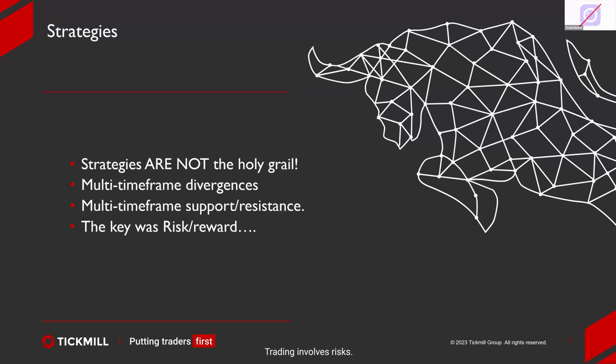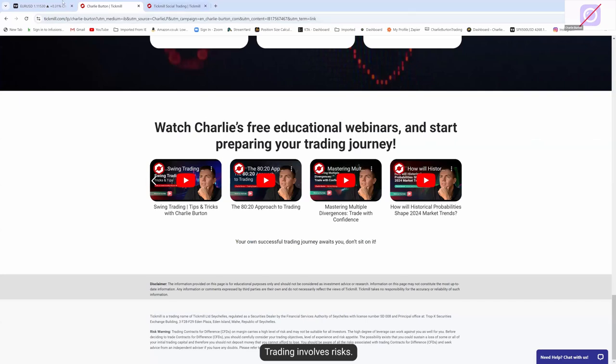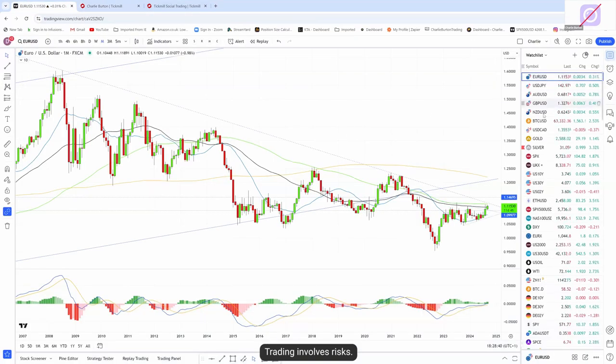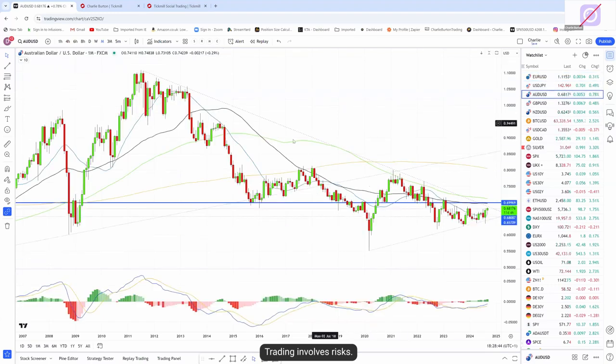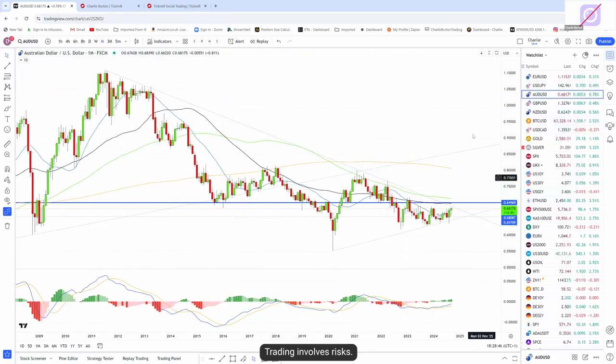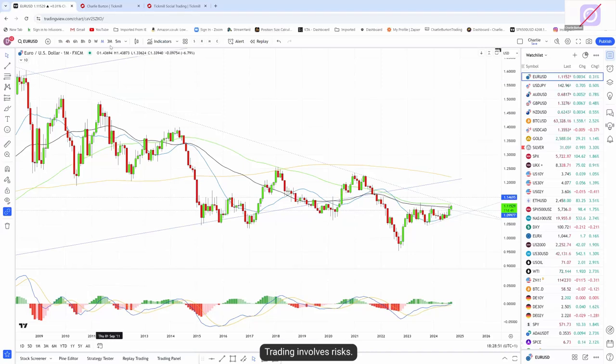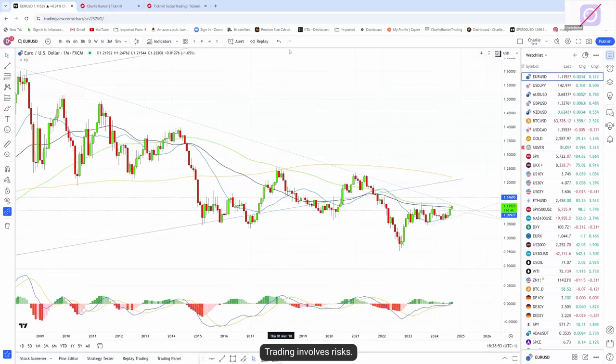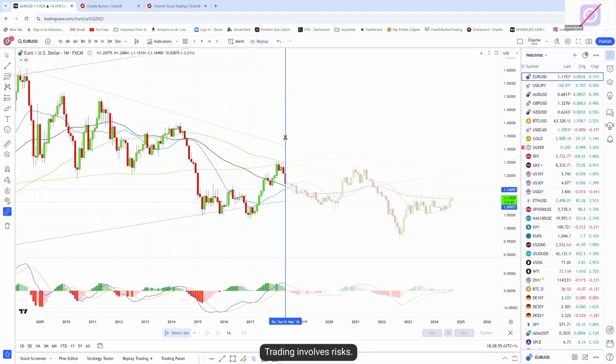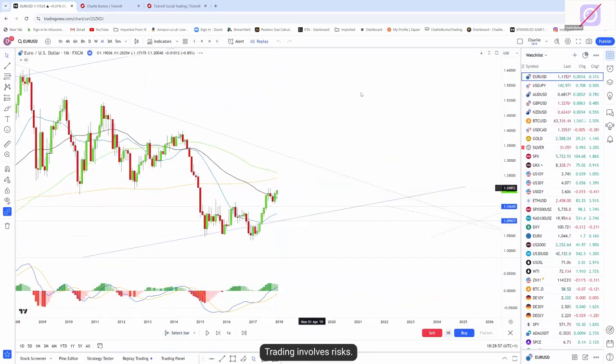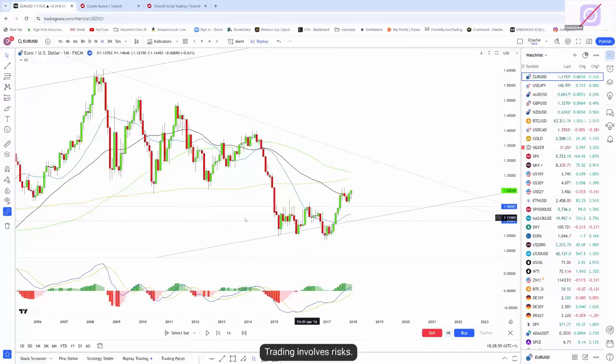Okay, so let's come over now and actually give you some examples. So I'm going to go back to the charts now. We're going to start off with, I believe, the Aussie dollar here. But not where we're at right now. Actually, no, we're going to go to the euro first. Yes. Let's put this into replay mode. That'll do.